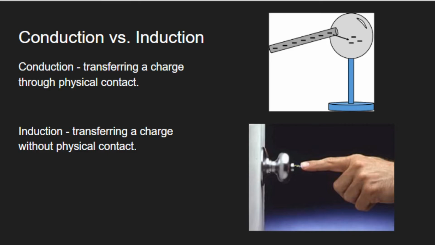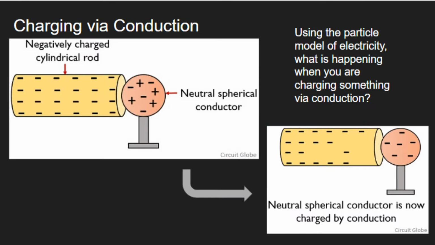And conduction versus induction. This is an important pair of concepts. Conduction is transferring a charge through physical contact. So when you touch a negatively charged rod to this neutral sphere, it charges it negatively. And induction is transferring a charge without physical contact. You guys know this is possible, however the mechanics of it are a little different. Oftentimes we're interacting with electrostatic phenomena, making things move or jump away without actually touching them. So we know it's possible for electrostatics to interact without touching. We're going to get into how you can charge things like that.